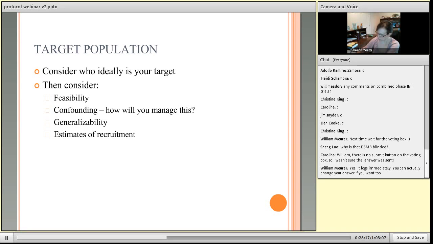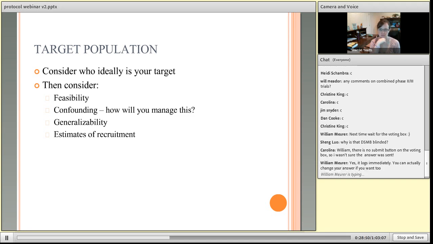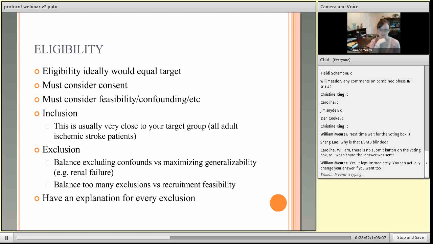And then what we'll do is we'll start to consider the issues that come along with thinking about your target population. So then we'll have to think about, is it feasible to get all of those people? Is it going to be confounded? Some of the concepts that Sharon just talked about. Is it going to be generalizable? We'll dance with that quite a lot in terms of when do we give up generalizability, when do we fight for generalizability, and then we'll think a little bit about issues that relate to actually being able to recruit this broad population that is your conceptual target population.